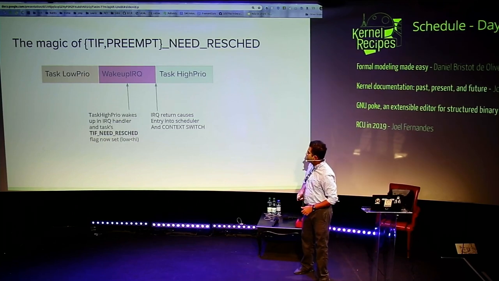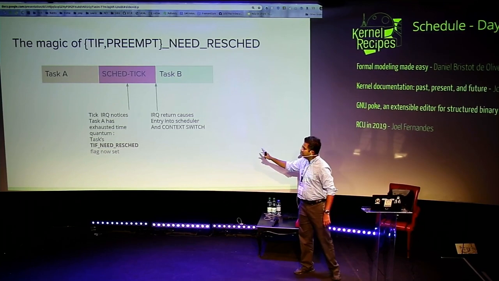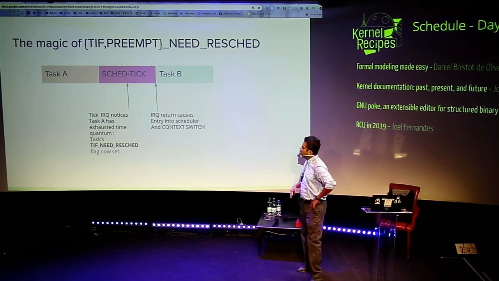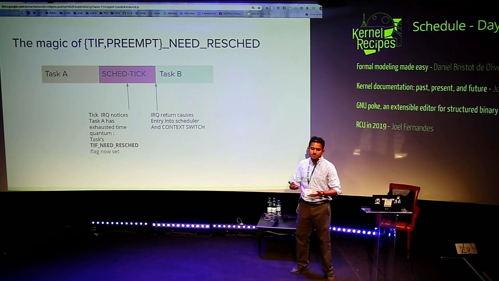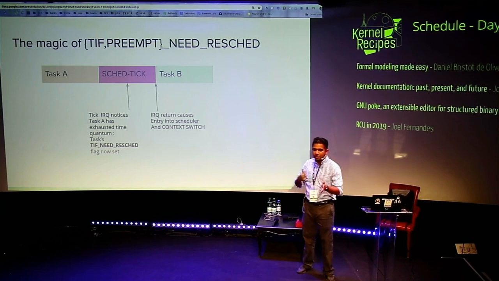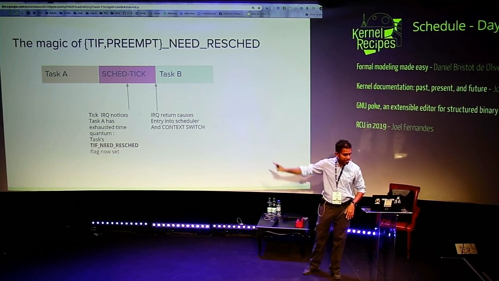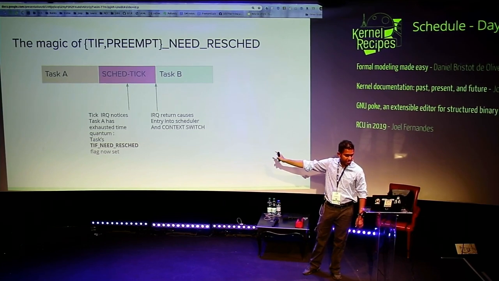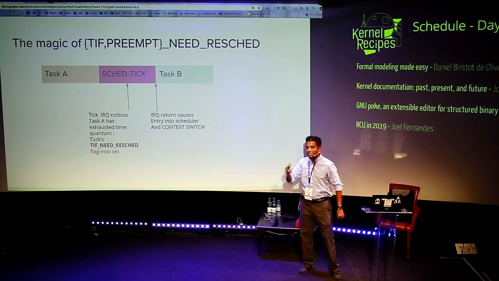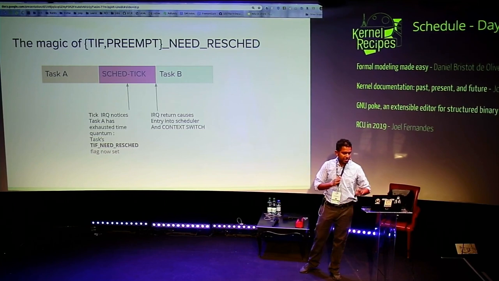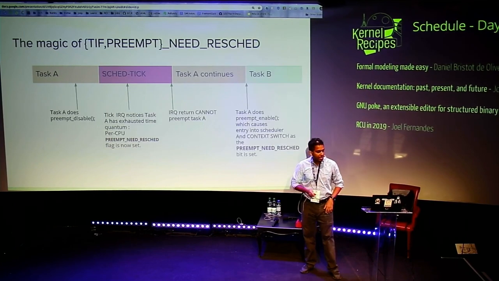This is tick preemption. Tick preemption also kind of uses the same technique. In this example, what I'm showing you is you have two tasks that are in the fair scheduler, and they have their own time slices, right? Like, when one task runs enough amount of time, you want to run something else. That's also taken care of by the need resched flag. What happens is the scheduler tick notices that a task has exhausted its time quantum, and now something else needs to get CPU. So that happens through this need resched flag as well.